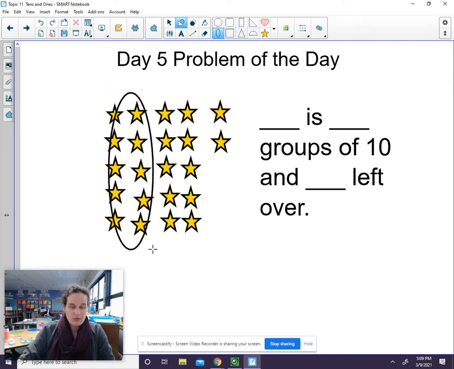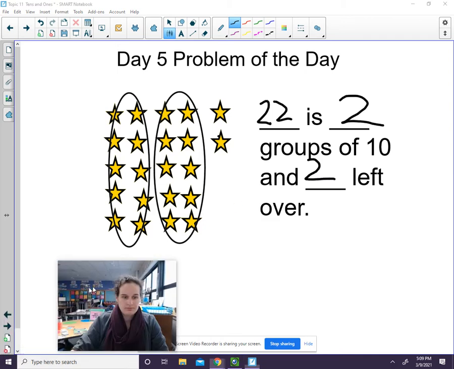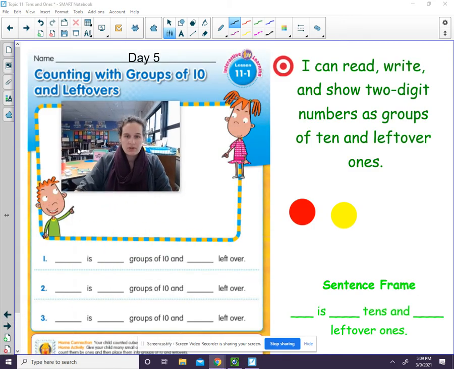So here we have 5, 10, 5, 10. So we can see that there is 10, 20, 21, 22. So 22 is blank groups of 10. Well, how many groups of 10 are there over here? 1, 2. So 2 groups of 10 and 2 left over. We'll be working on that more today.